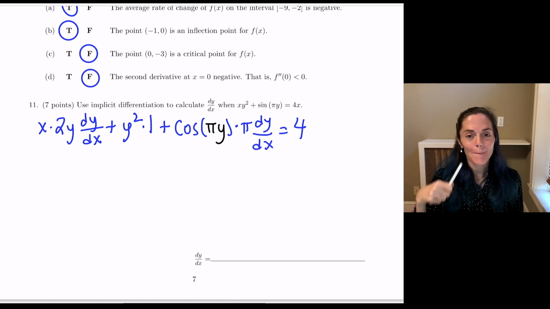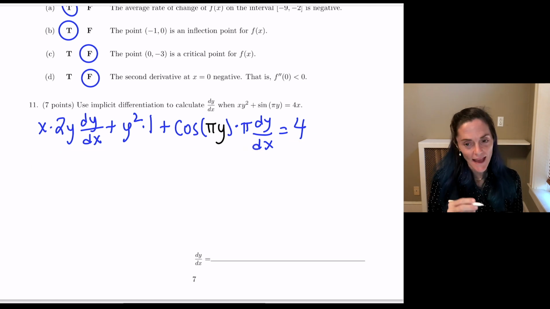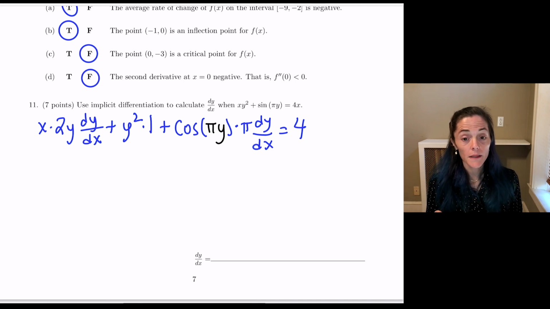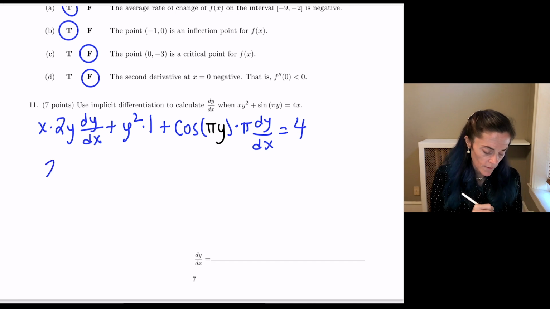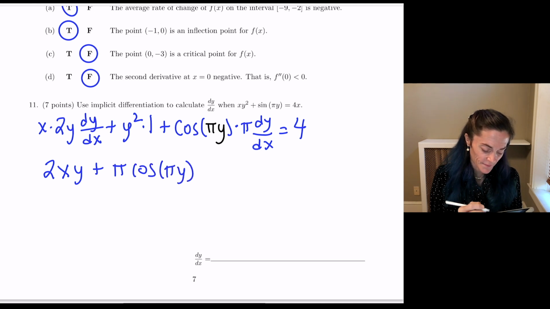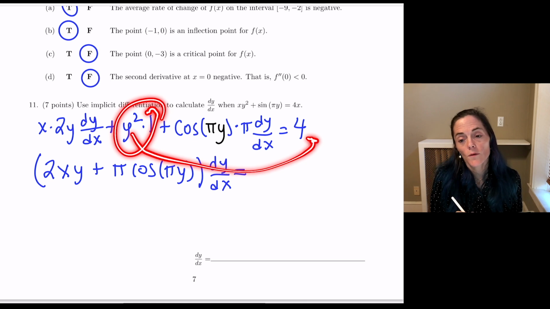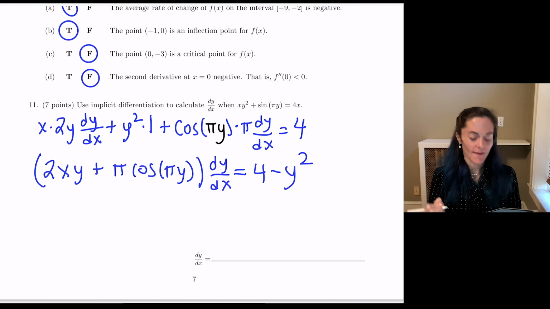Okay, as I have said multiple times, we have a left-hand side, we have a right-hand side, we have an equal sign. That's what every step should look like. On the left-hand side, we can factor out dy dx from two of the terms. We will have 2xy plus pi cosine pi y, all times dy dx. But then this term has no dy dx. We need to move it over here. So the right-hand side will be 4 minus y squared.